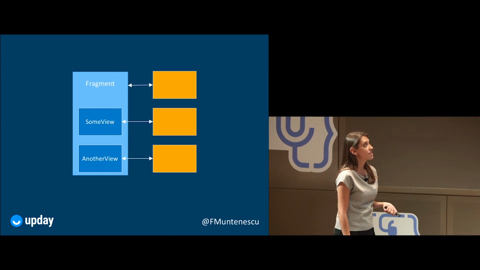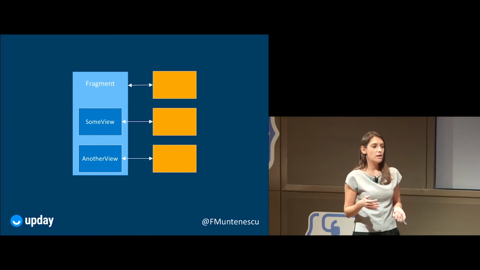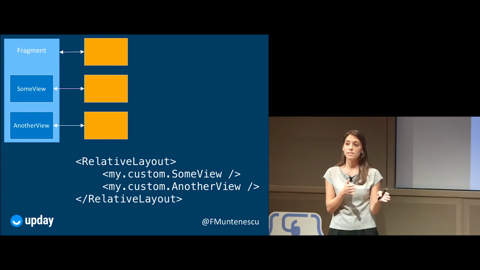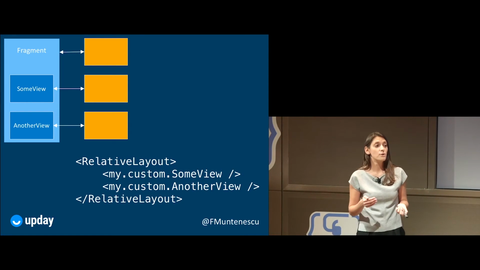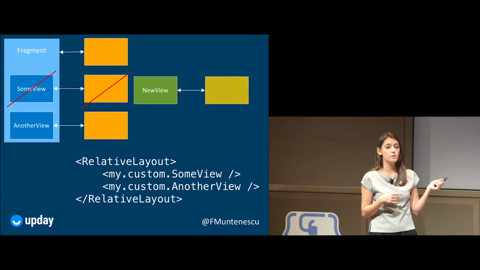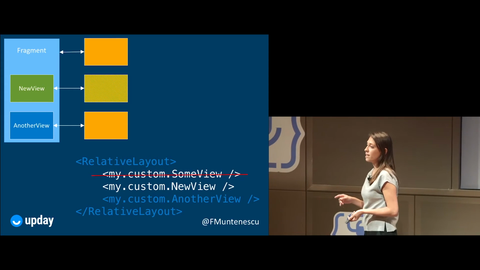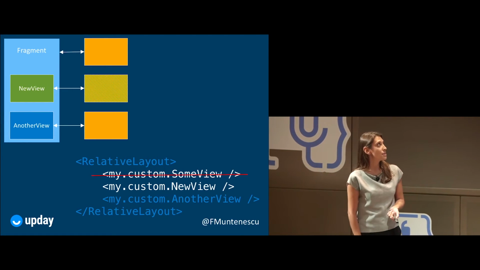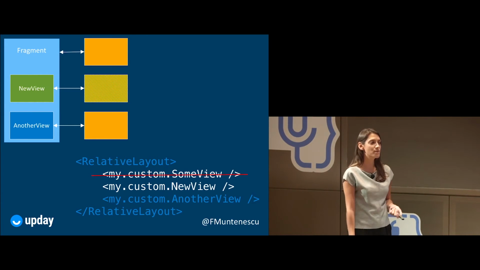So this means that, let's say you have a fragment that has some view and another view. In the XML, you would have, let's say, a relative layout that has a reference to this some view and another view. And actually, that's it. No one knows about these presenters or view models. So this means that if you want to replace some view with a new view, all you will need to do is replace the data in the XML. That's all. So that's pretty cool. This separation of concerns is really nice with MVP and MVVM.